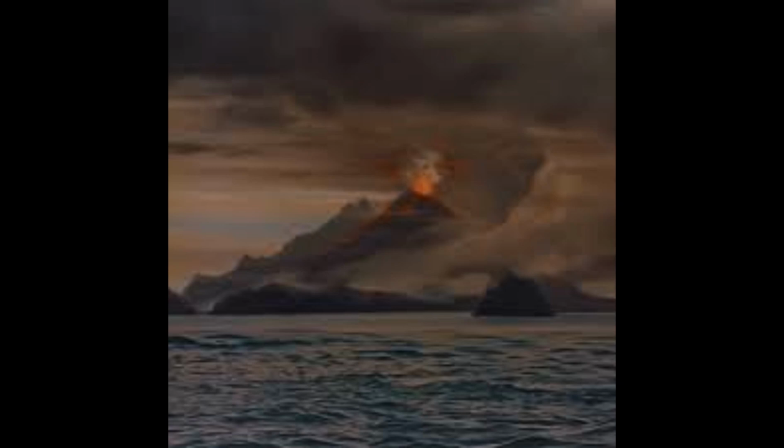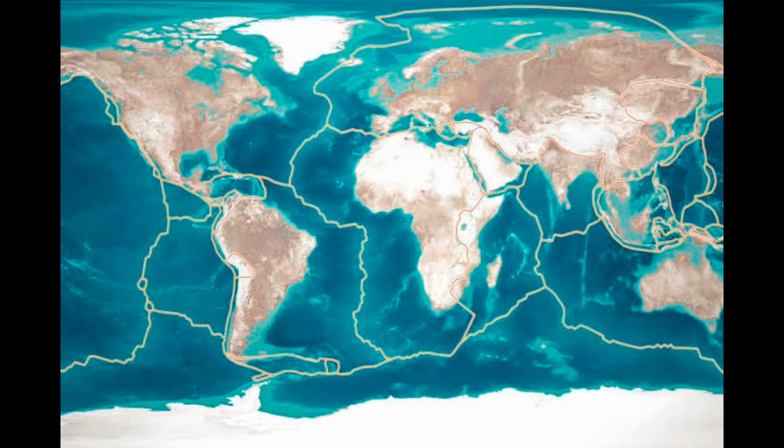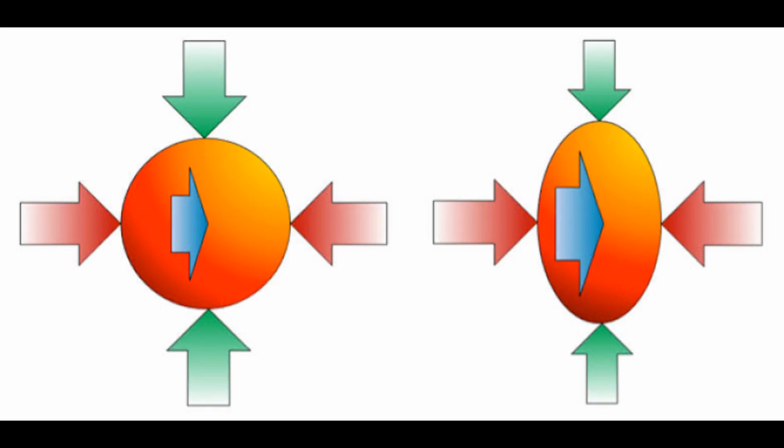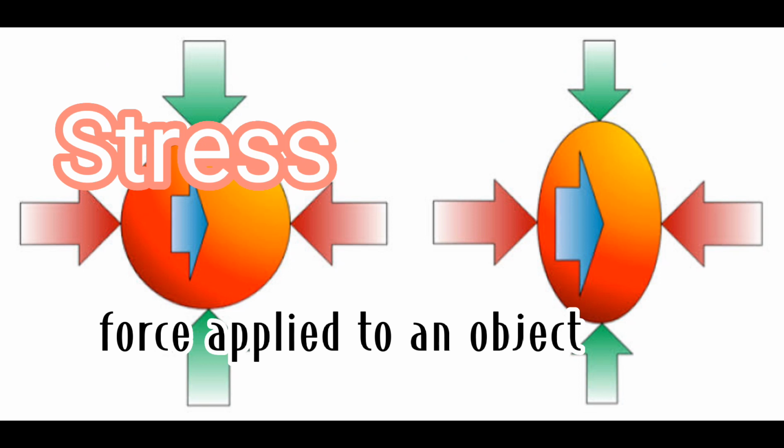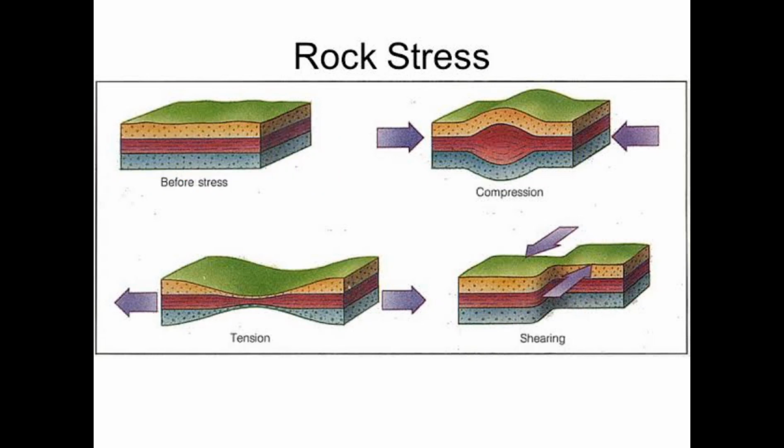So the causes of folding and faulting are the natural forces that exist in the Earth's crust. Now let us discuss what is stress and strain. Stress refers to the force applied to an object. And we have types of stress. First is compression, second is tension, third is shearing.